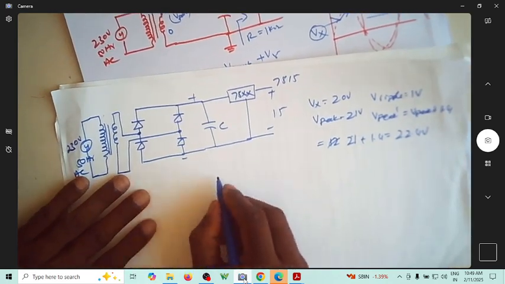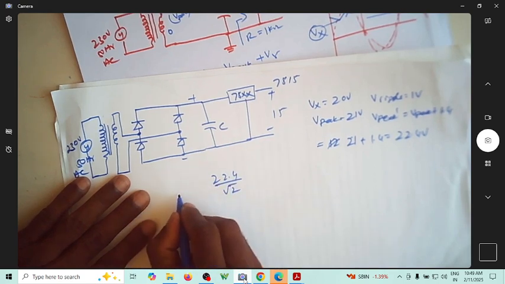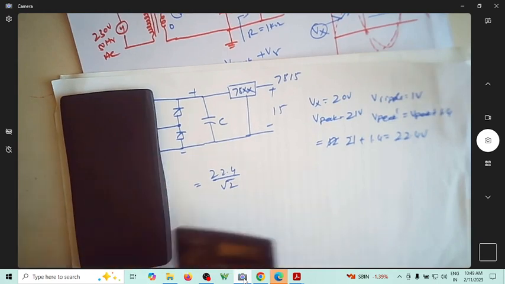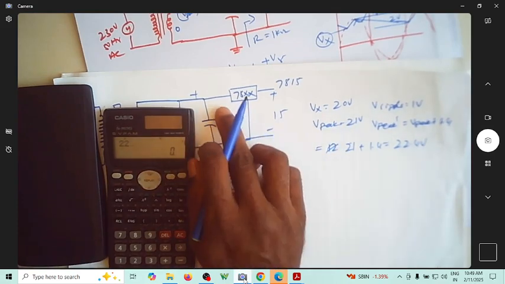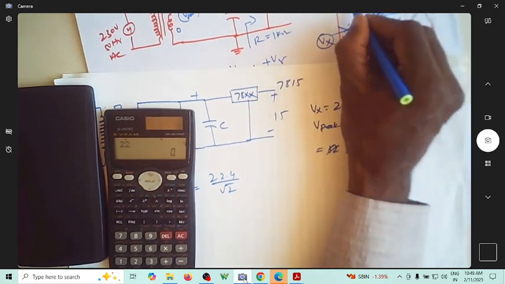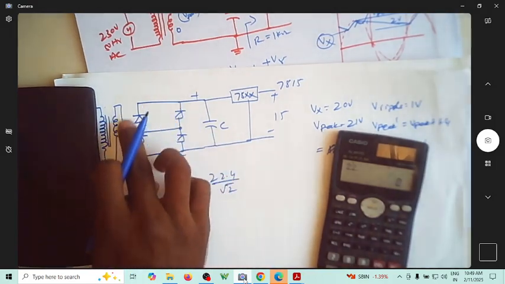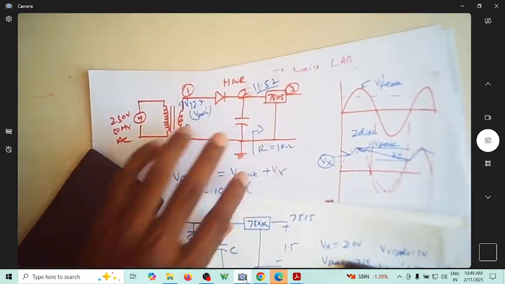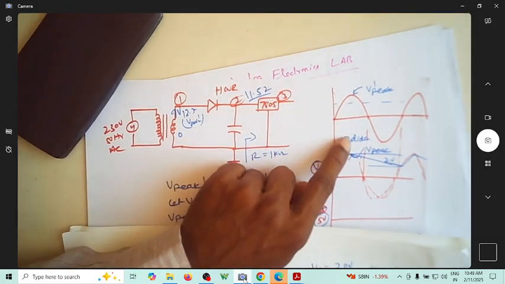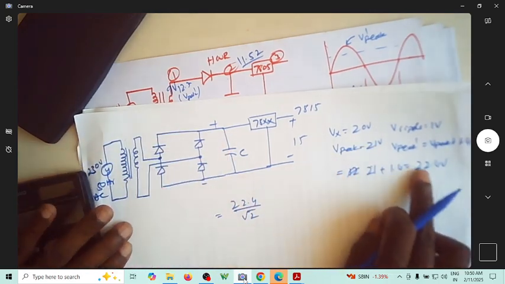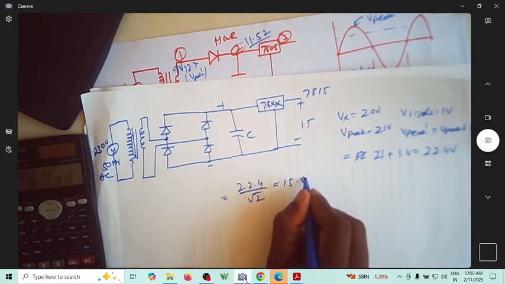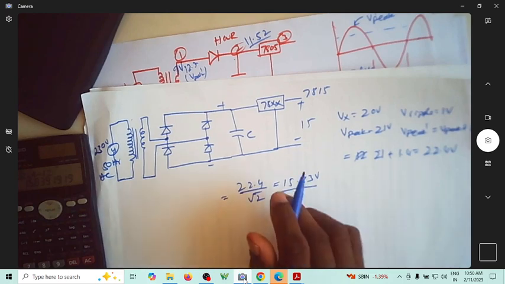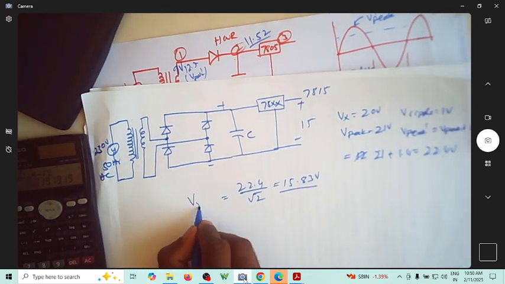So the rating of the transformer is 22.4 by root 2, which is nothing but, how much is that? Why it is 22.4 is because 21 is the peak, and between this and this you have two diodes, because two diodes will conduct during one half cycle. They come in series. So that's why it is 21 plus 1.4, which is 22.4. So 22.4 divided by root 2 is the rating. It is 15.83 volt RMS. This is the V RMS of the transformer.